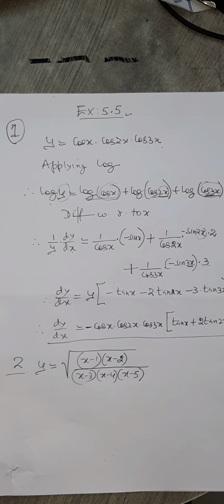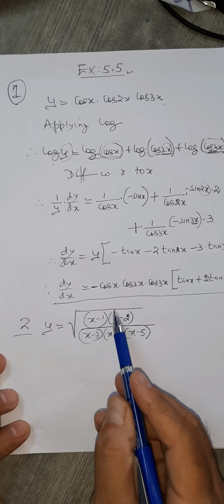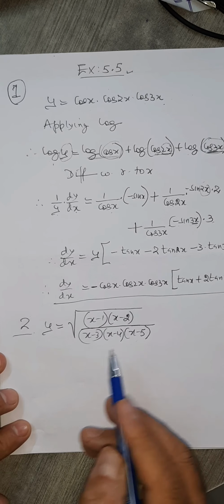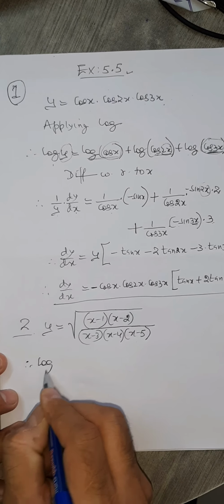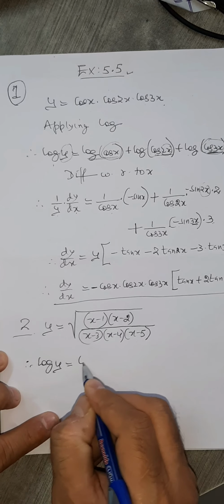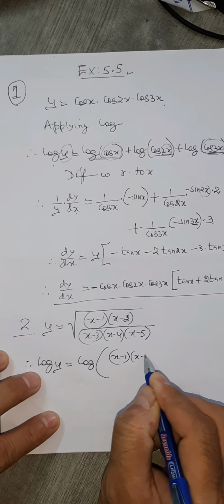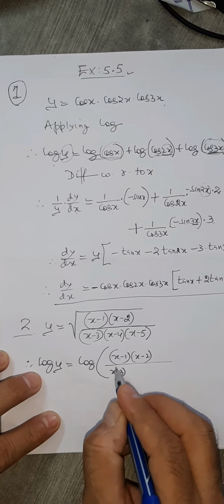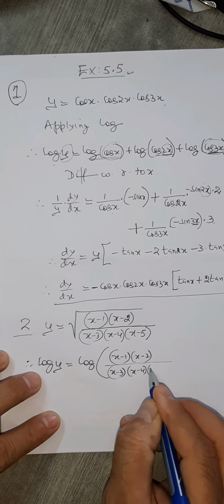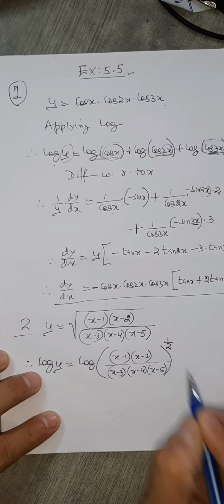I'll apply log on both the sides. Okay, without log it can be done, but it becomes very complicated, you can see, because you have a square root, you have a product, you have a division. So if you apply log on both the sides, it becomes a little bit easier. So log y equals log of, let me copy this expression, x minus 1 into x minus 2 upon x minus 3 into x minus 4 into x minus 5, root means raised to 1 by 2.